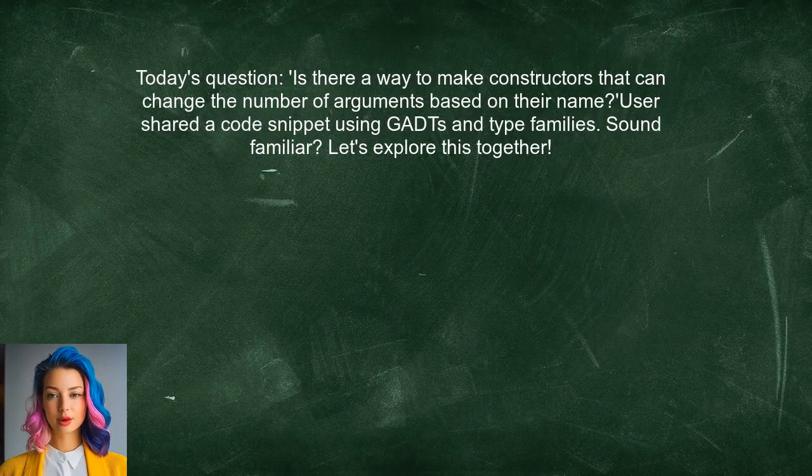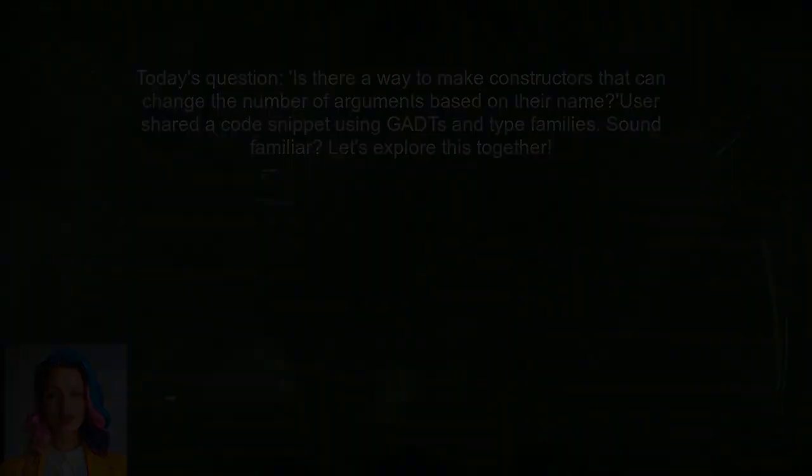Here's the specific question we're addressing today. One user asked, is there a way to make constructors that can change the number of arguments based on their name? They shared a code snippet using GADTs and type families, which is a clever approach. Sound familiar? Let's explore this together.